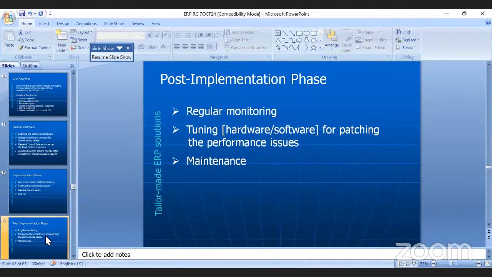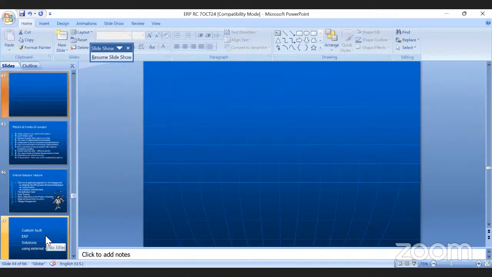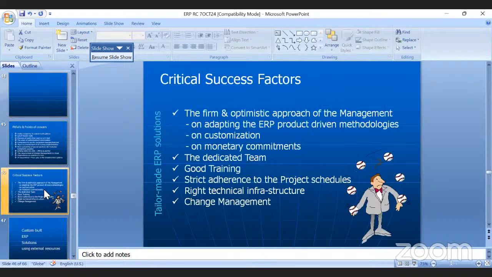The tuning of hardware and software, and upgrading, is required. Upgrading has to be done every time you update, otherwise it will malfunction and will not work as required. So there are critical success factors which you need to concentrate on.